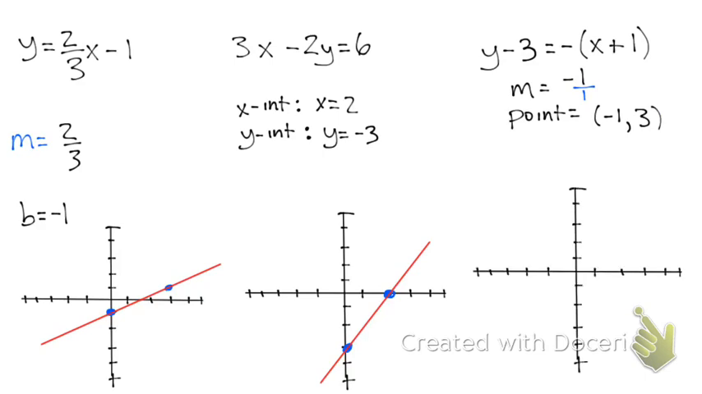So then when we graph this, we have to start at a point. So our point being -1, 3. So -1, 3. So that's right there. From there, since our slope is -1 over 1, we count down 1, right 1, down 1, right 1. Connect the dots, and that's our line.